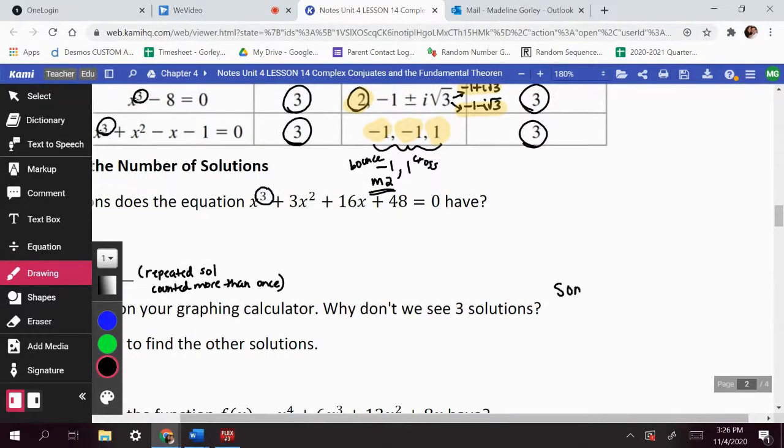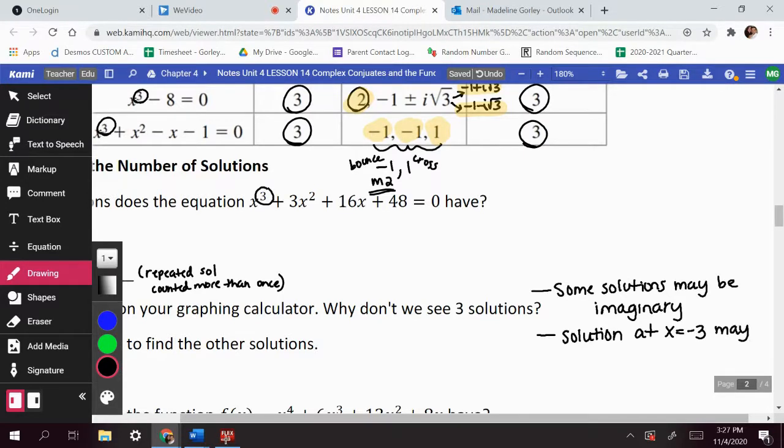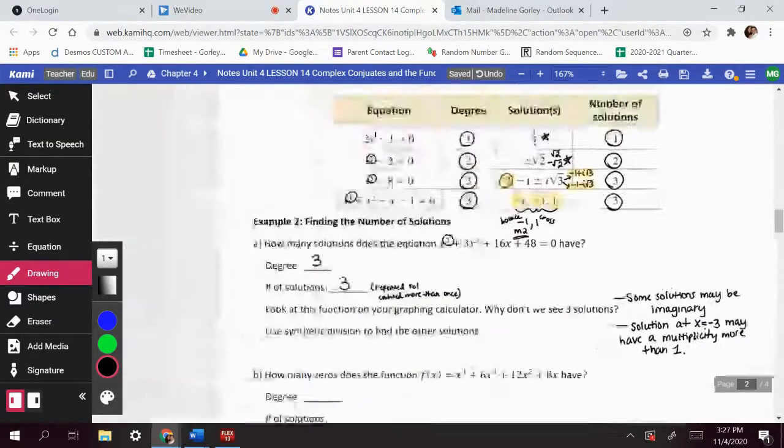Well, some solutions may be imaginary, right? If we have an imaginary solution, we're not going to see that show up on our graph as an x-intercept. We also might have this solution at x equals -3 may have a multiplicity more than 1, right? Maybe we're counting -3 as 3 separate solutions. I don't know. The multiplicity might be greater. It's hard to know. Okay, so let's figure out what's actually happening.